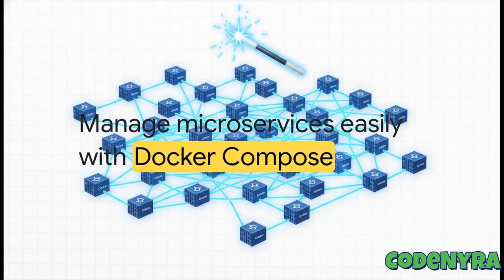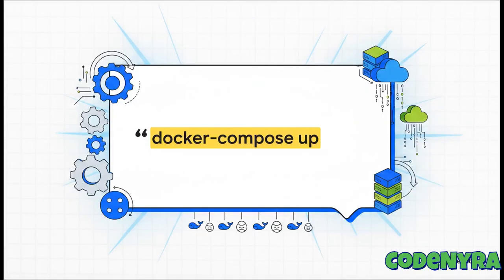So the crucial point is managing multiple microservices easily. That brings us to the magic of Docker Compose. Just type docker compose up. That's it. This single command beautifully automates your entire infrastructure setup in seconds.